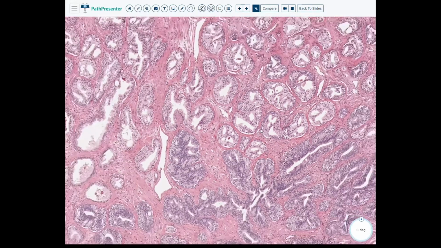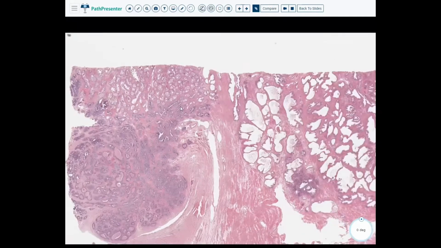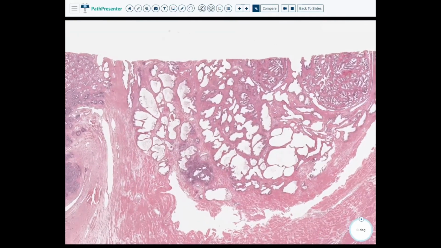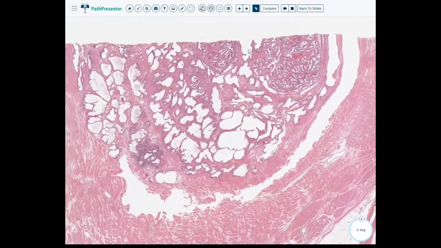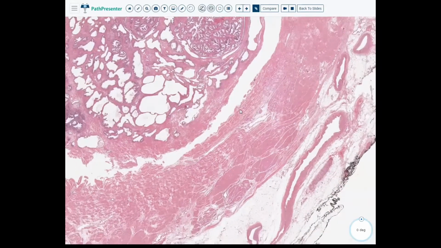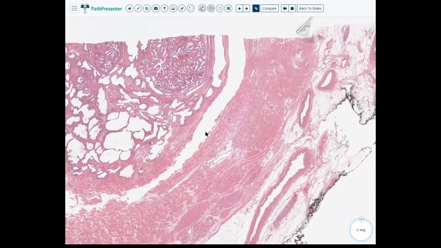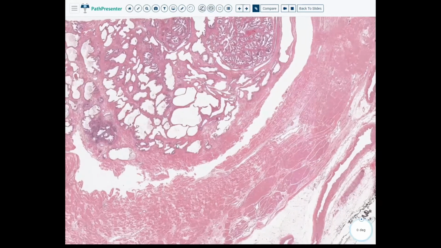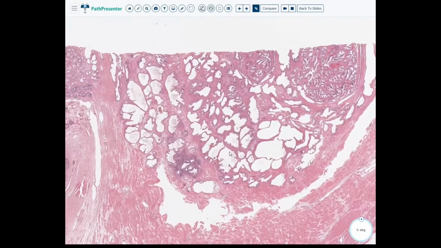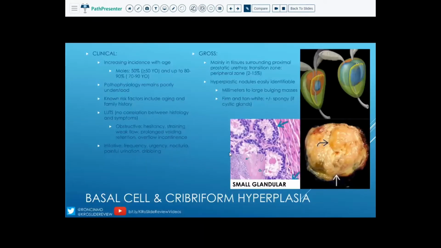And then if we want to go out further, the sort of nodular hyperplastic lesions as well. So this is more of your more normal appearing prostate, but still within the epithelial hyperplasia proliferation spectrum. So that's why down here we just have basal cell and cribriform hyperplasia. I think those are really the more interesting things for you guys to look at.